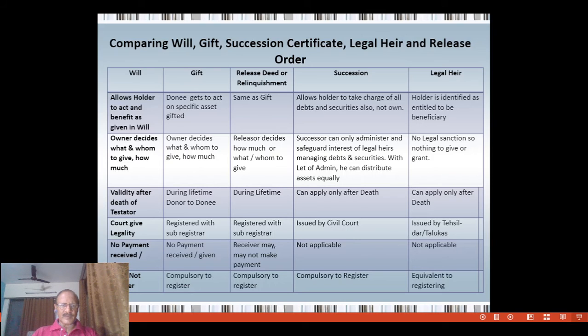Next question is who gives the validity? The validity is given by the court in case of a will. In case of gift and release deed, it is given by the sub-registrar both. In case of succession, again the court, because the court gives it. In case of legal heir, the local tehsildar gives it.